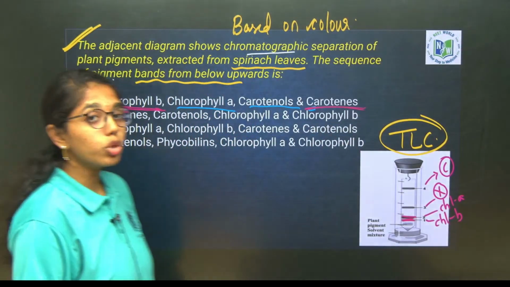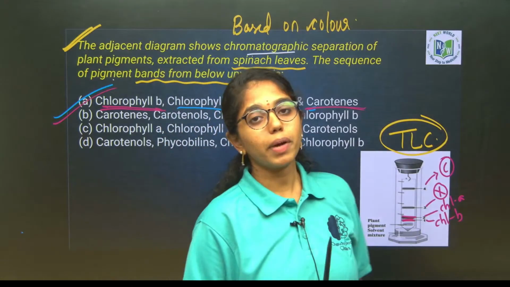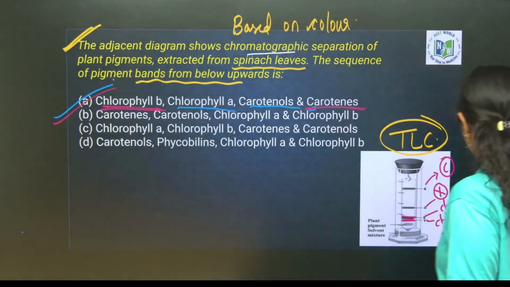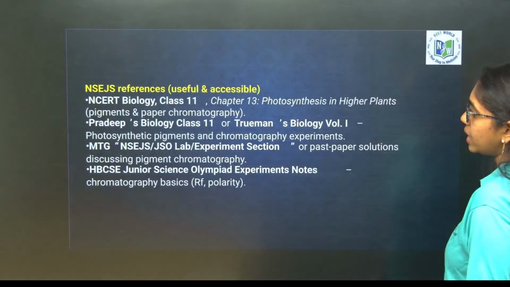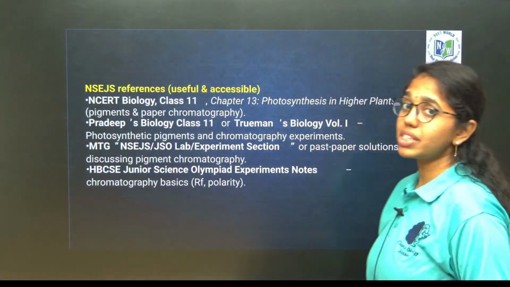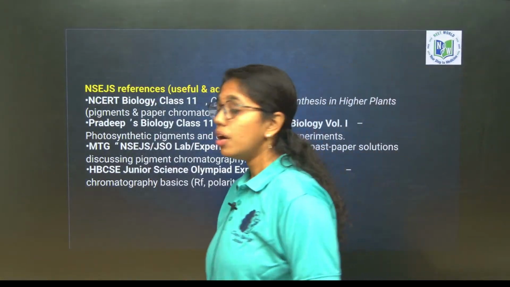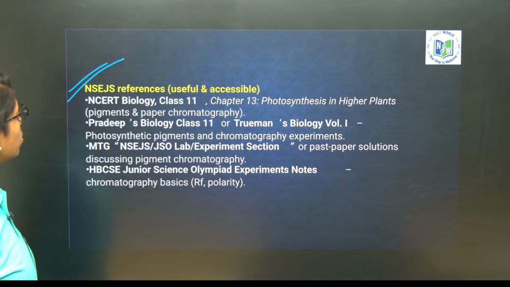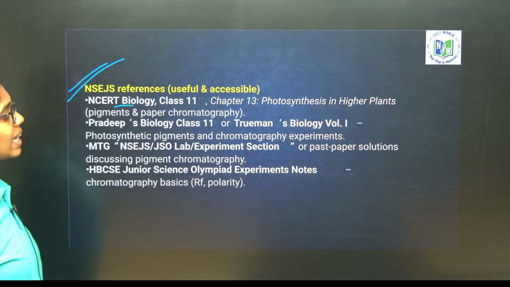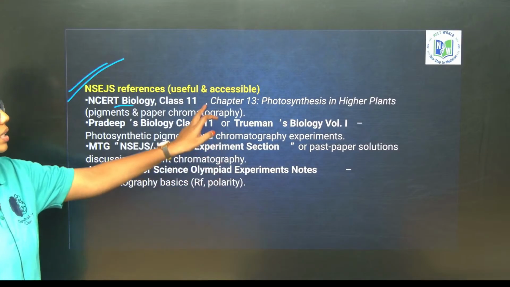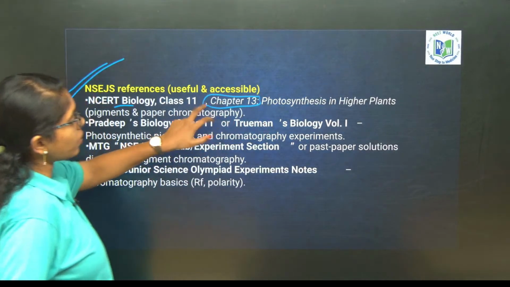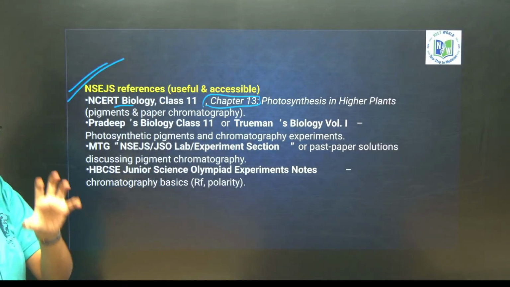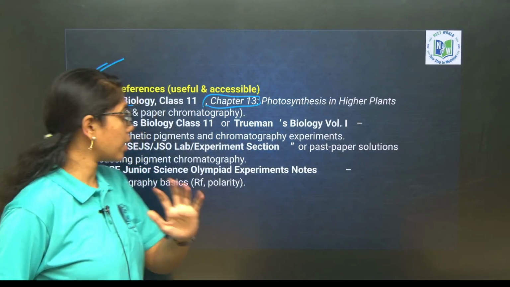So what are the books you have to refer with respect to the chromatography techniques? Okay, for NSEJS, best books which are useful and accessible for NSEJS to refer the chromatography techniques include NCERT Biology class 11 in chapter photosynthesis, during the action spectra and absorption spectra. There the information is given about chromatography, you can go through it.